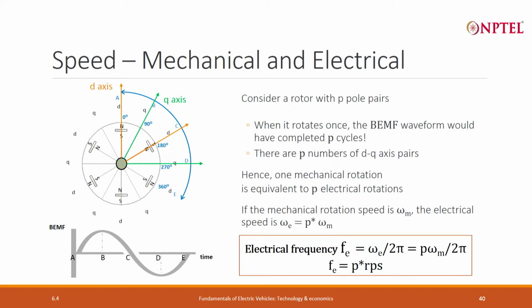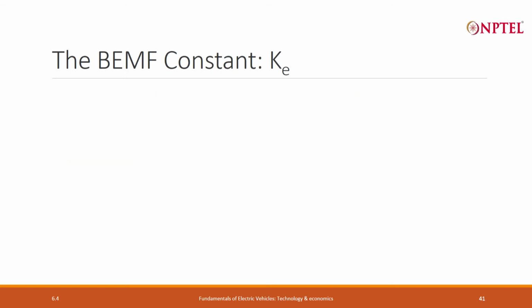So, when we talk of speed, there are two important parameters that emerge from it. One that we have just now discussed, the electrical frequency. The other important parameter that comes as a result of speed is what is called the back EMF constant. Before going into what is the back EMF constant, I will show you a drawing which is less messy than what you saw in the previous slide.